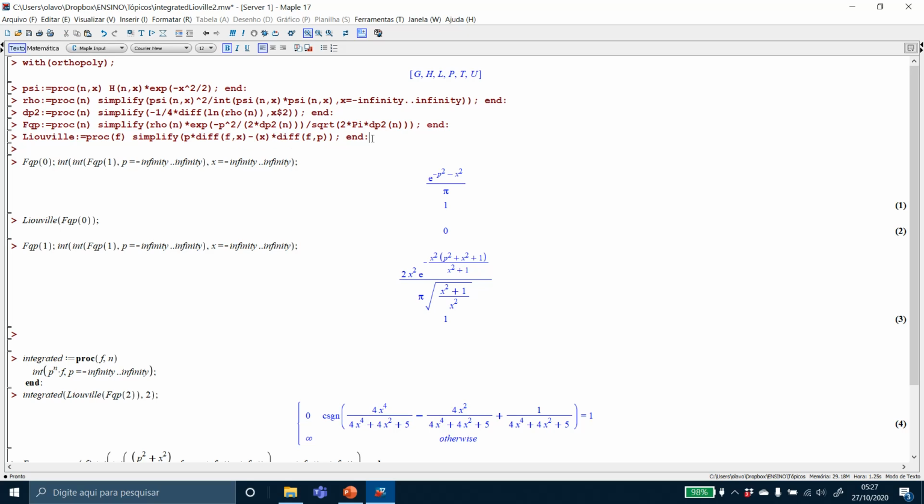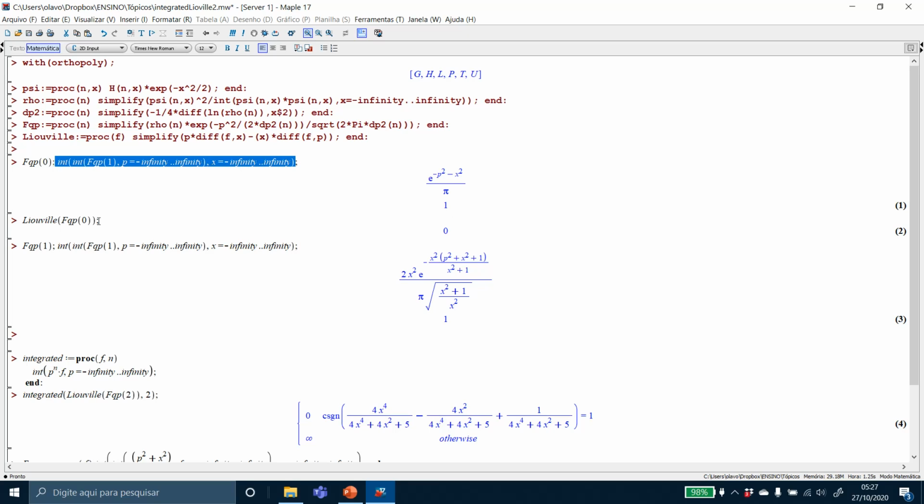Okay, after constructing these expressions, we can calculate, for instance, the probability density function for the state n equal to 0. It is given by this expression here. This integral here is to show that it is normalized.